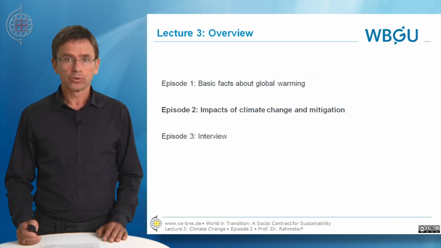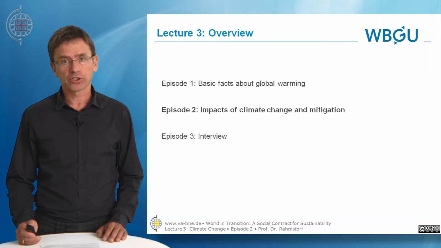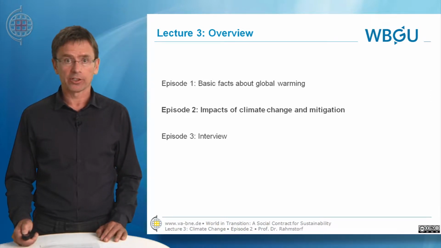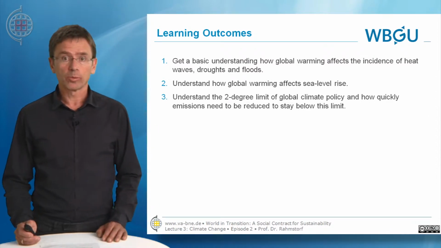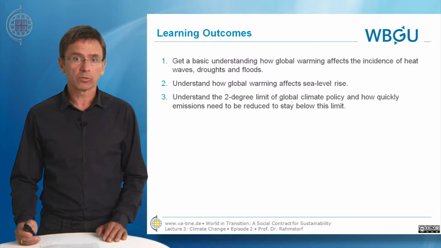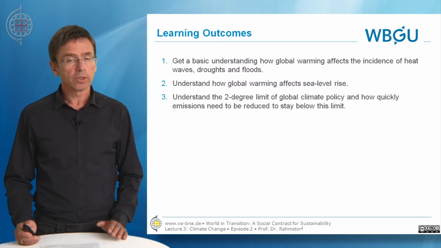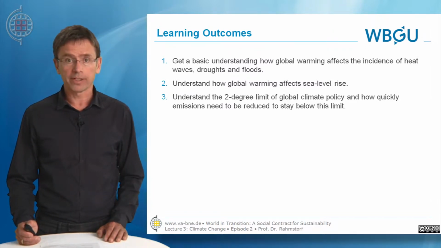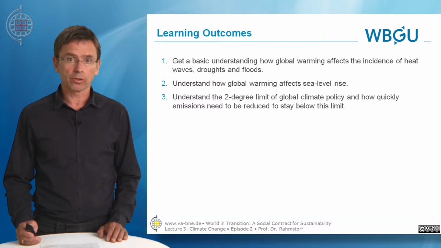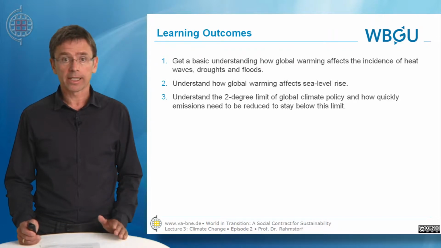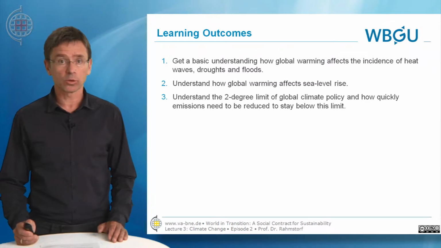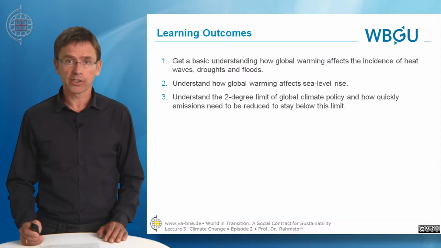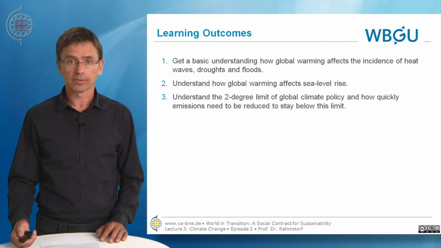And episode 2 deals with the impacts of climate change and ways of mitigating climate change. In this lecture you will get a basic understanding of how global warming affects the incidence of heat waves, droughts and floods. You will understand how global warming affects sea level, and you will understand the 2 degrees limit of global climate policy and how quickly we need to reduce our emissions of greenhouse gases in order to stay below that magic 2-degree policy level.